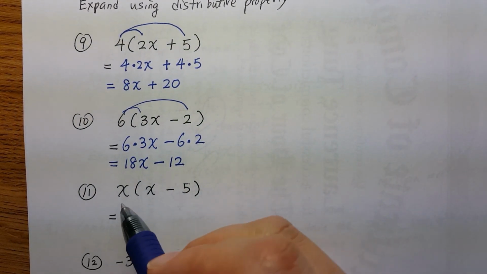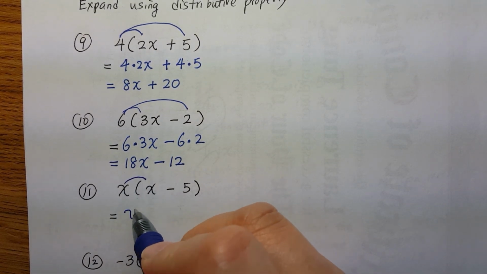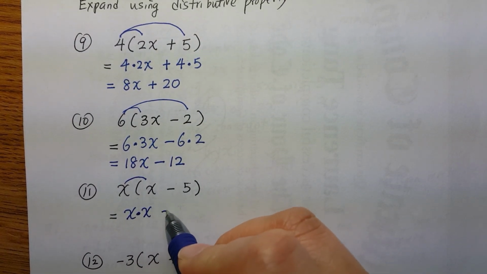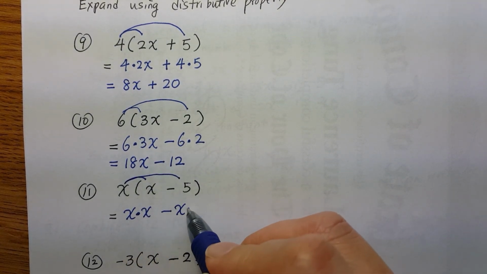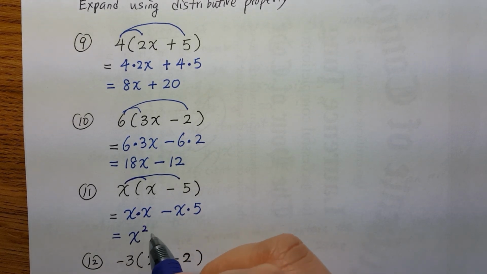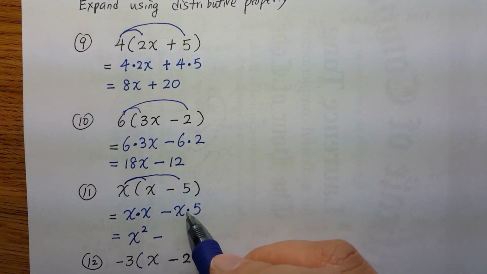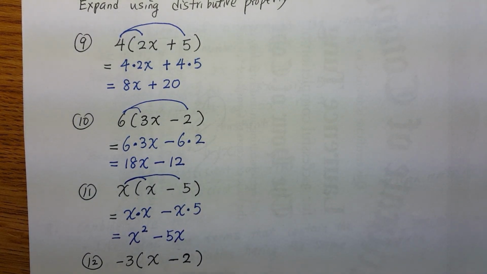The part outside is x, so therefore we're going to use x times each. x times x. In the middle, subtraction. Then we go back to x times 5. So x times x is x squared. Subtraction, x times 5. We just swap the order. We write 5x. So we finished number 11.